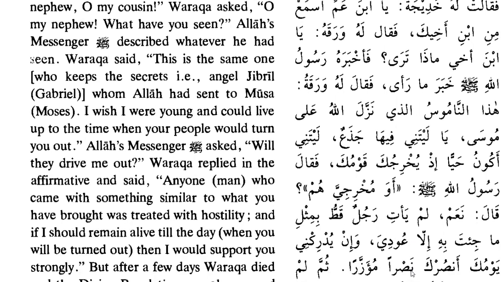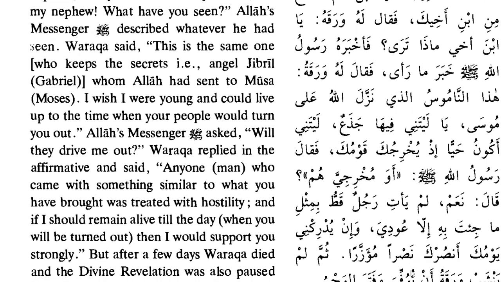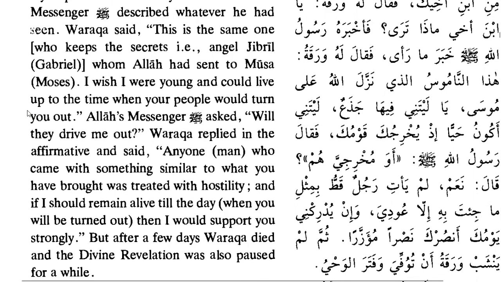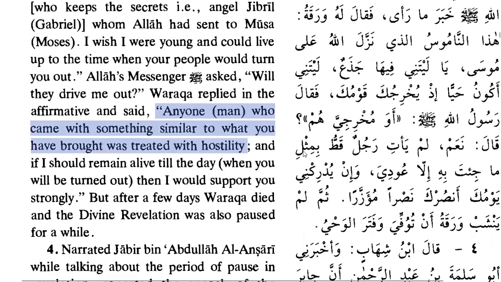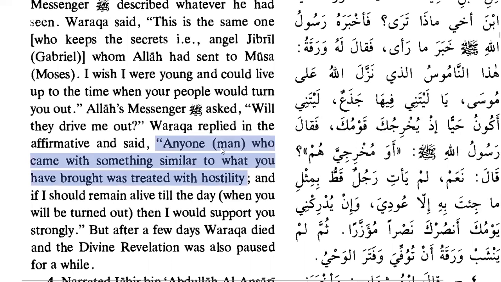I wish I were young and could live up to the time when your people would turn you out. Allah's Messenger, sallallahu alaihi wasallam, asked, "Will they drive me out?" Waraqa replied in the affirmative and said, "Any man who came with something similar to what you have brought was treated with hostility. And if I should remain alive till the day when you will be turned out, then I would support you strongly." But after some days, Waraqa died, and the divine revelation was also paused for a while.